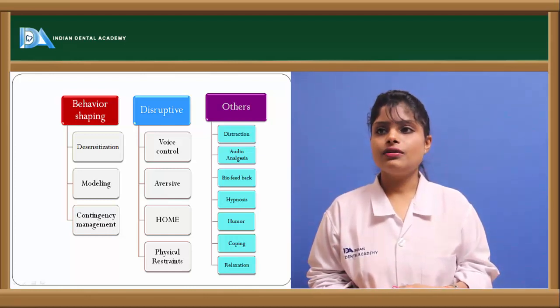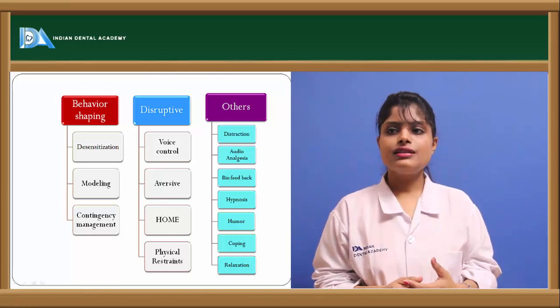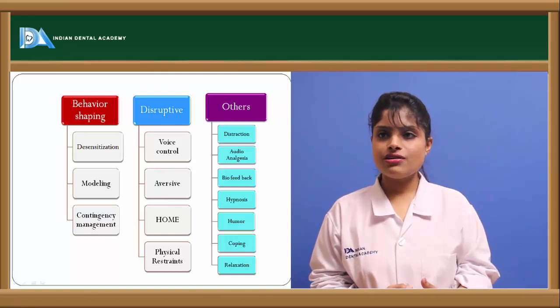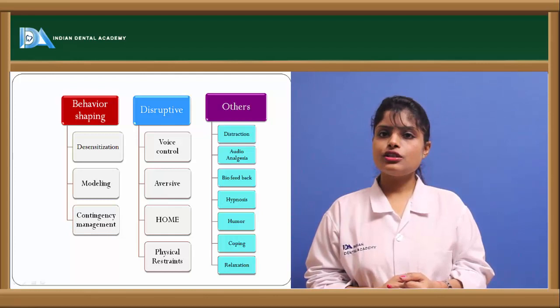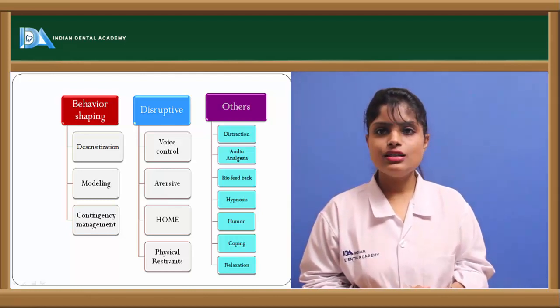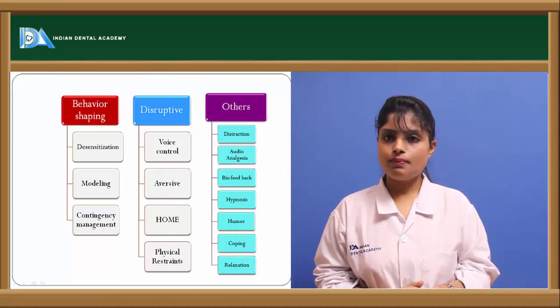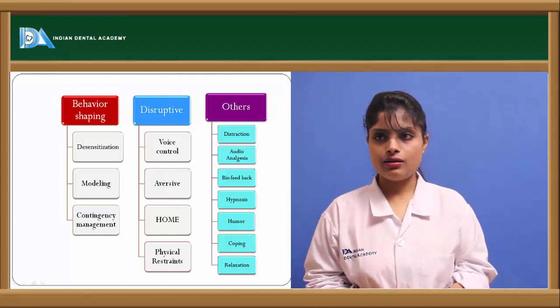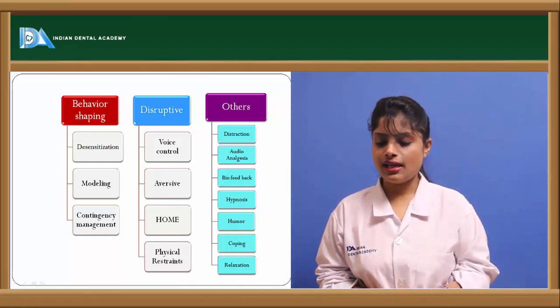Now, what is aversion? Aversion is the use of aversive techniques for children. The basic aversive technique is HOME. HOME was introduced by Dr. Evangeline Jordan in the year 1920. The purpose of this technique is to gain the attention of the child. The full form is hand over mouth exercise.